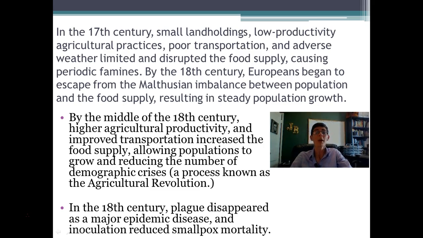So by the middle of the 18th century, you're talking about the 1750s, higher agricultural productivity and improved transportation increased the food supply, right? This allowed populations to grow, and it also reduced the number of demographic crises. So this was the agricultural revolution effectively, and this is why it matters so much. If you can't eat, you can't do much of anything, right?